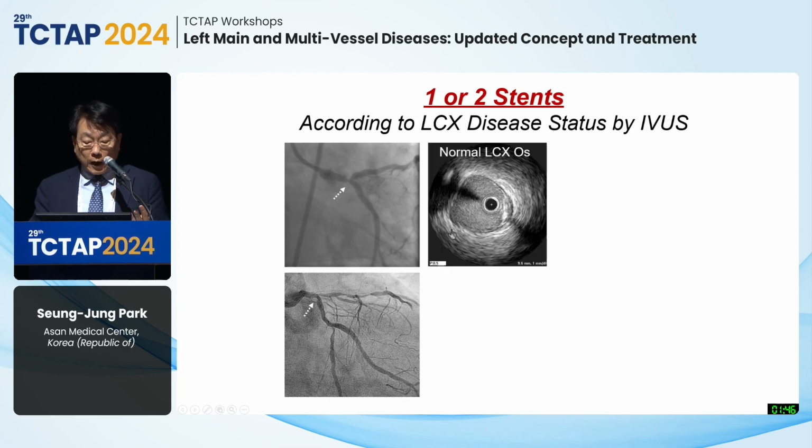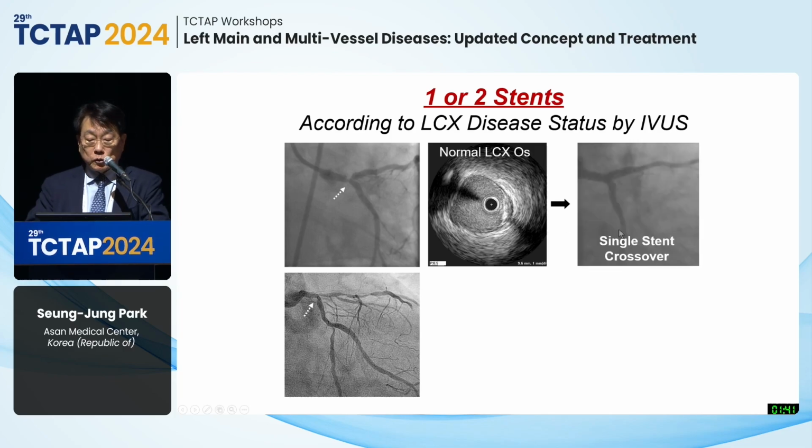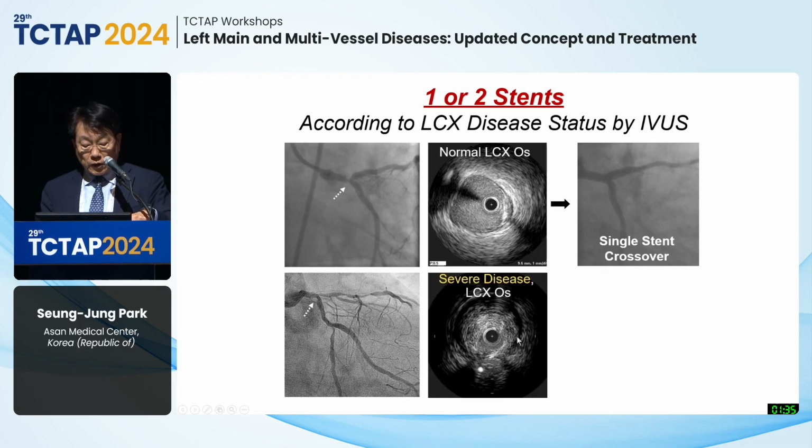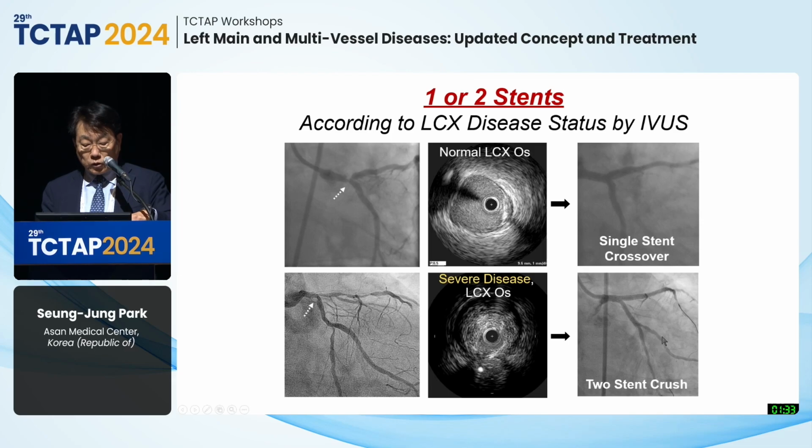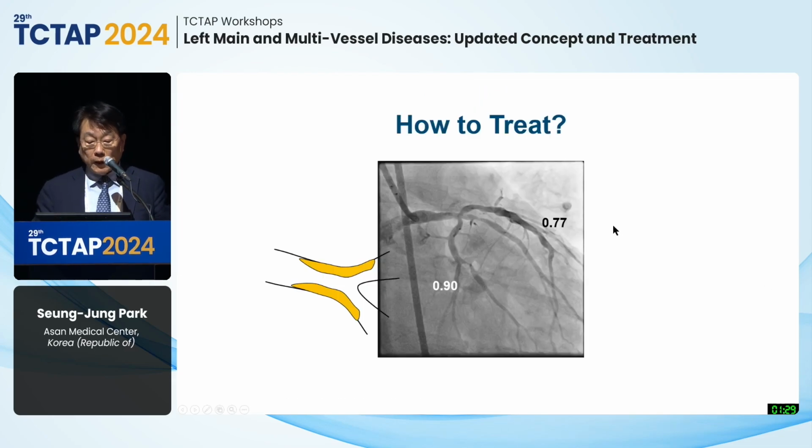However, according to the IVUS findings, normal-looking circumflex ostium, we do just a single stent crossover. True angiographic bifurcation, the main disease, some disease, severe disease at the circumflex ostium, we have to do a 2-stent technique. Almost the same angiographic result. Exactly the same.